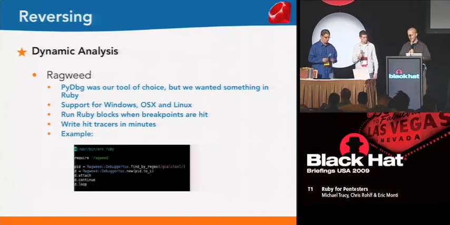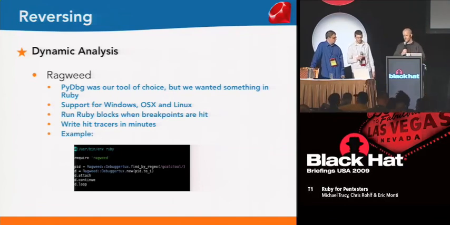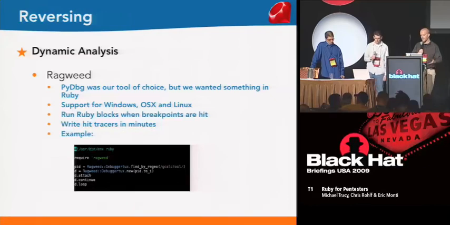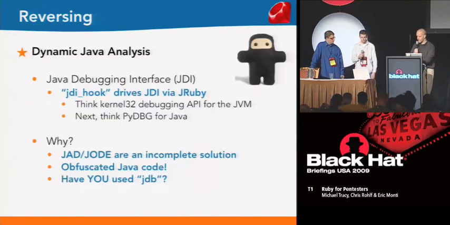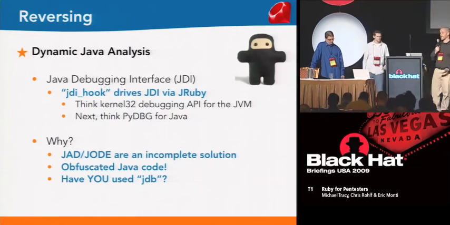The other thing about Ragweed that's really cool is that we created Ragweed implementations for Windows, OS X, and Linux. So we try to maintain this cross-platform approach because we usually do our testing on all kinds of platforms. So, is there more? Yeah. All right, so I'll take over here. Another area I think that's been underutilized is dynamic Java analysis.